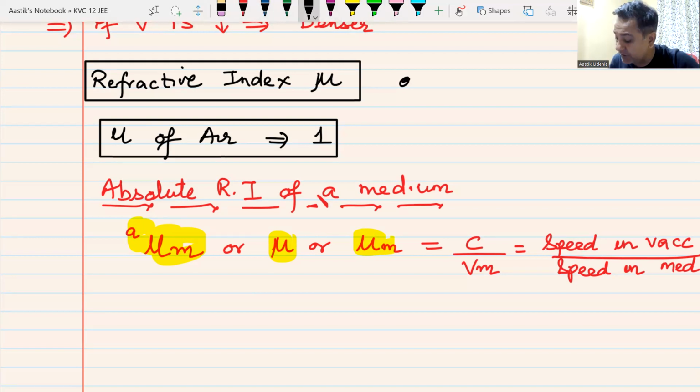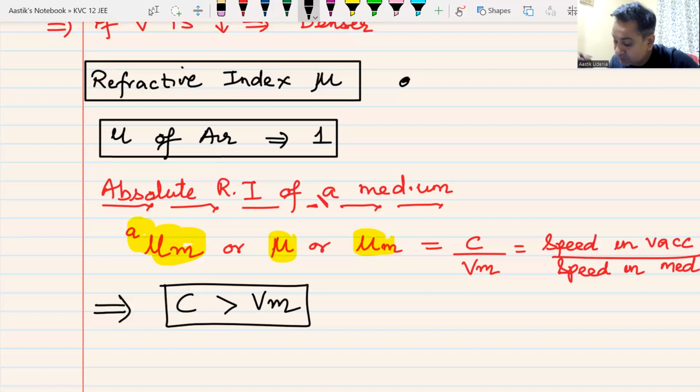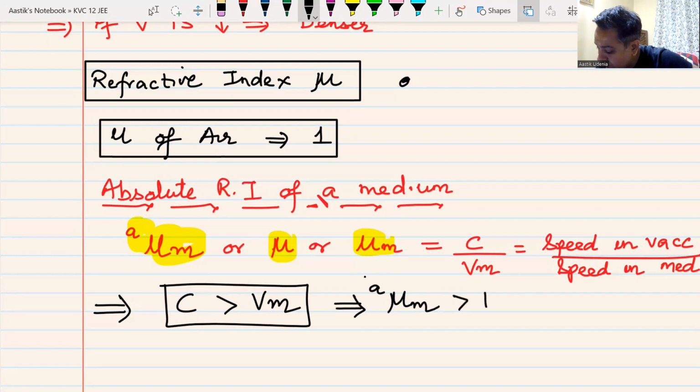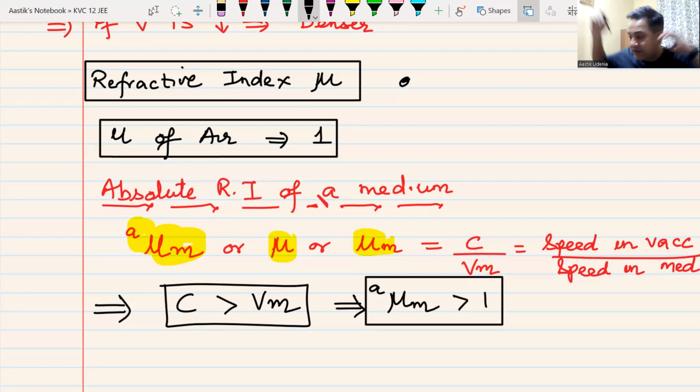Now remember, this is an important point. This C is always greater than the speed of light in the medium because light is fastest in vacuum. This implies that the refractive index of the medium with respect to air or vacuum will always be greater than 1. Do we all understand this? Please raise your hand so that I know. The value of mu will always be greater than 1 because C is always greater than Vm.